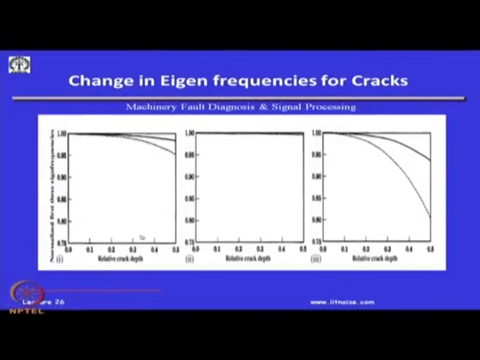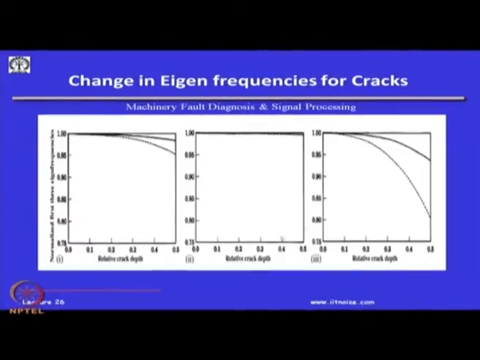Now, this is another thing. In the last few slides before this, we had shown you about mobility. Here, we will show you the change in eigenfrequencies, or the natural frequencies, once the crack occurs. This is again the normalized eigenfrequency, the first 3 eigenfrequencies. With crack depth increasing, you will see that at some particular frequencies they are very, very sensitive to the change in the eigenfrequencies.